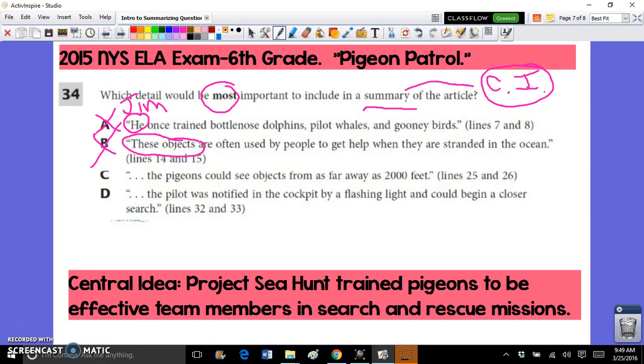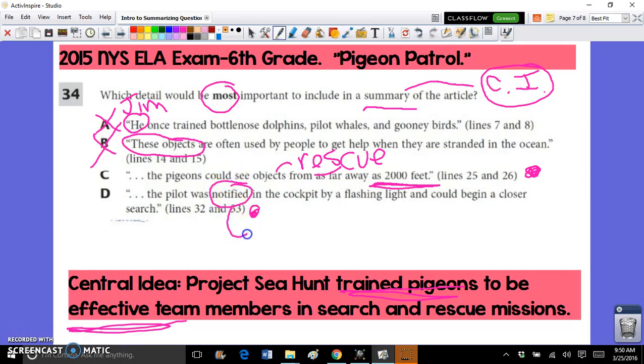The pigeons could see objects from as far as 2,000 feet away. That is really far. If they're able to see objects to rescue people from that far away, that definitely shows what the pigeons were being used for, shows their training, and it shows that they were effective. So I'm very tempted with this answer. D, the pilot was notified in the cockpit by a flashing light and could begin a closer search. All right, very tempting as well. Who was notifying the pilot? The pigeons were. They were pressing a button.